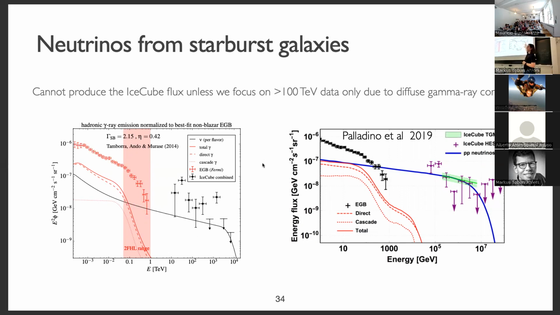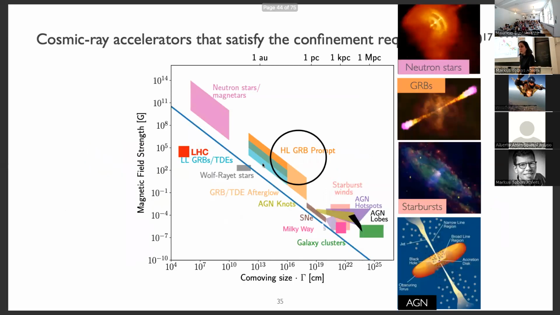The high energy data in IceCube are consistent with starburst galaxies. Okay, so now I will switch to gamma ray bursts. These are another one of these populations that everybody thinks must be doing some high energy cosmic ray production because they have these extremely collimated jets.